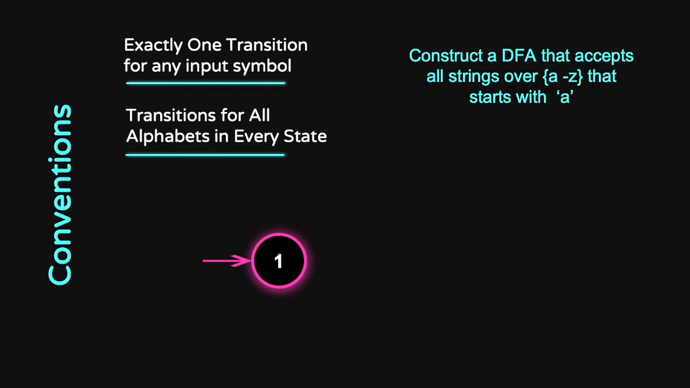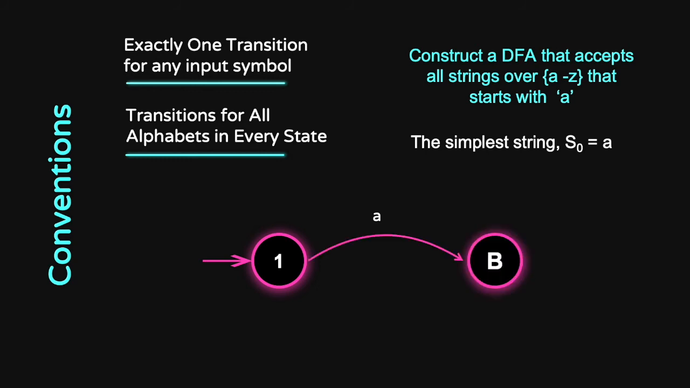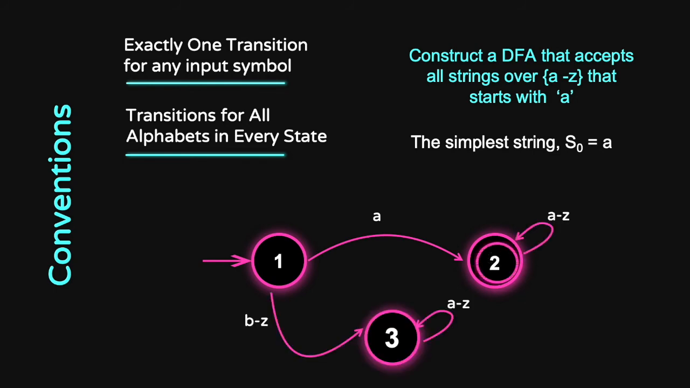We'll start the DFA with our starting state, and for this particular case, state 1 is the starting state. So now we need to identify the smallest or the simplest string from this language. Looking at the problem, we can say the string containing only one A is the smallest one. So from state 1, reading input symbol A, we'll go to state 2. Since A is a valid string, we mark state 2 as an accepting state.